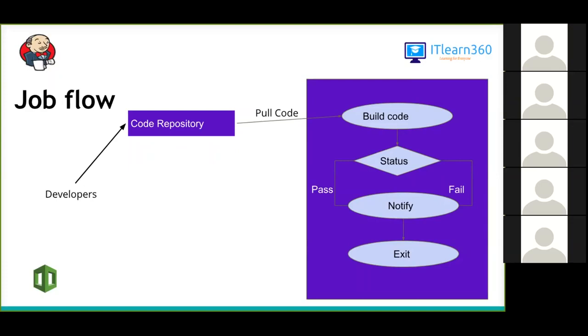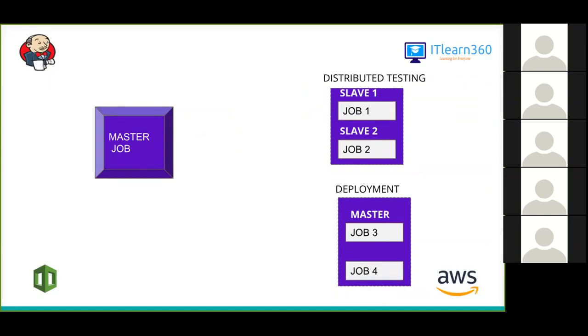Okay, let's go ahead. And now we will divide the whole architecture into different steps. Okay, so pay attention here. We have one job that is master job. Okay, I told you we are going to work on different machines, that is master and slave. The job that I am running on master machine, I am calling it as a master job. So this is my master job on the left side, and on the right side I have two processes. The first one is distributed testing and the second is deployment.